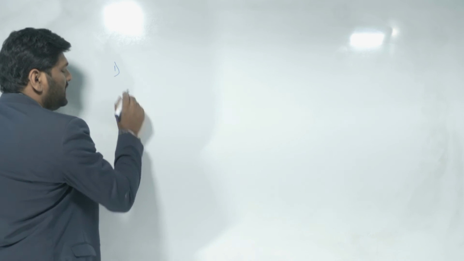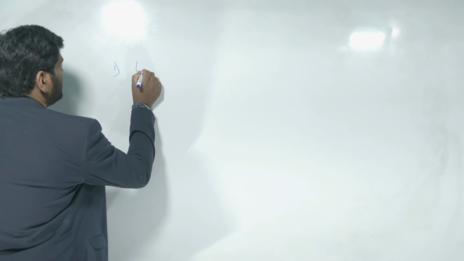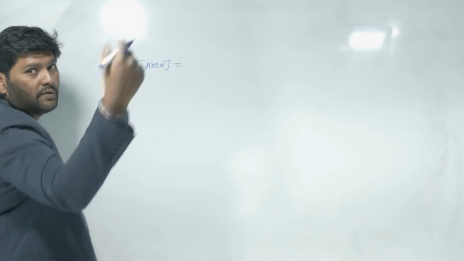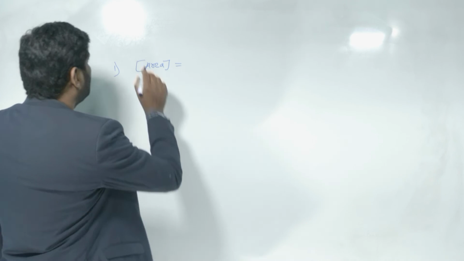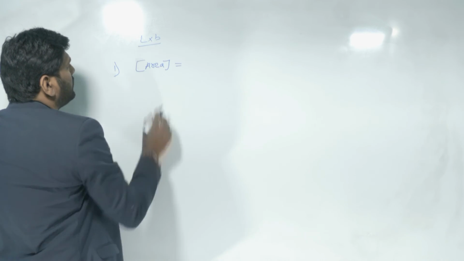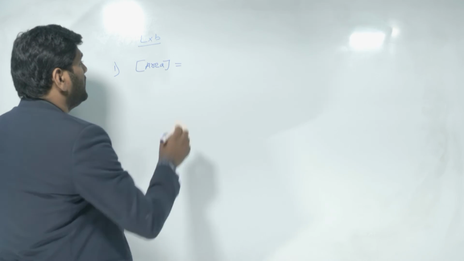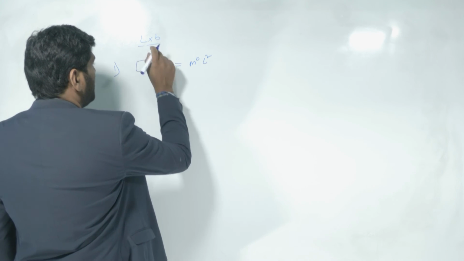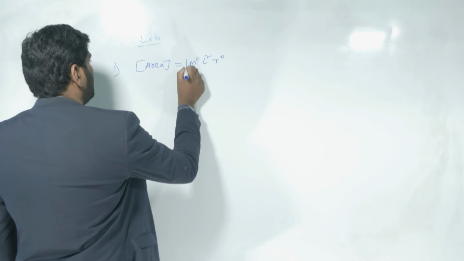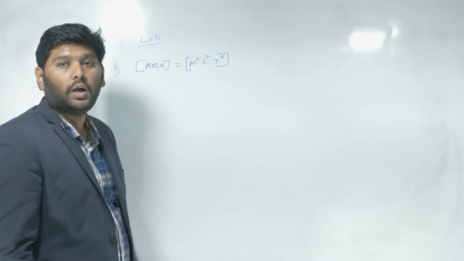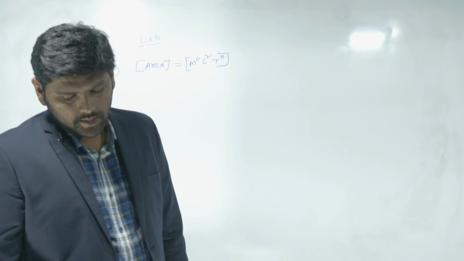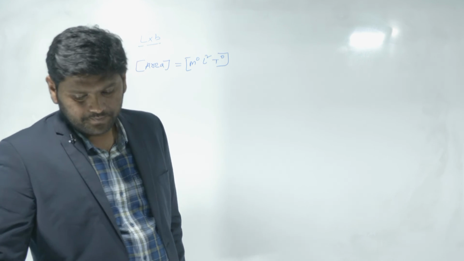The first question is the dimension formula for area. For that, first of all, you must know the formula. The formula for area is length into breadth. When you write length into breadth, we have only length terms. How many times do we have length? Two times. So the dimension formula for area is M0 L power 2 T0. So the answer is the third option.